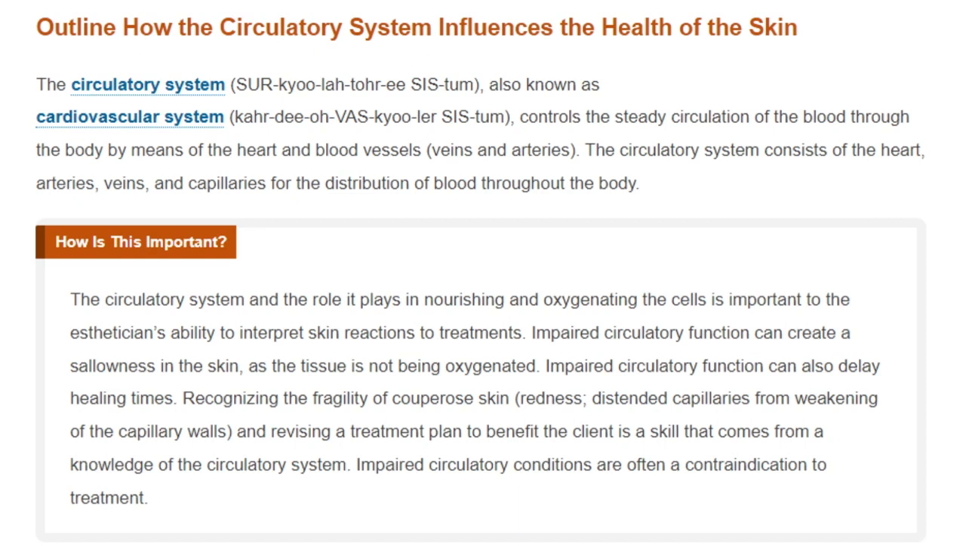How is this important? The circulatory system and the role it plays in nourishing and oxygenating the cells is important to the esthetician's ability to interpret skin reactions to treatments. Impaired circulatory function can create a sallowness in the skin, as the tissue is not being oxygenated. Impaired circulatory function can also delay healing times. Recognizing the fragility of couperose skin, redness, distended capillaries from weakening of the capillary walls, and revising a treatment plan to benefit the client is a skill that comes from a knowledge of the circulatory system. Impaired circulatory conditions are often a contraindication to treatment.